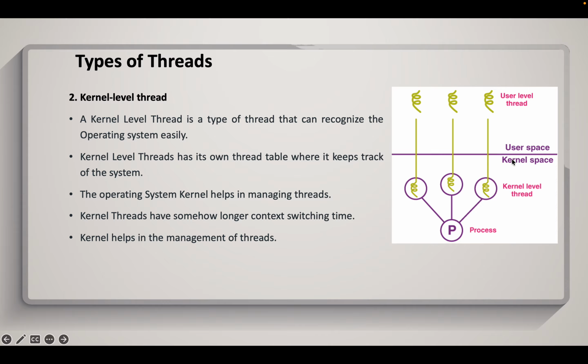So see, there are 2 places. The kernel level thread is inside the kernel. The operating system kernel helps in managing the threads. Kernel threads have somewhat longer context switch time. The kernel helps in the management of threads.